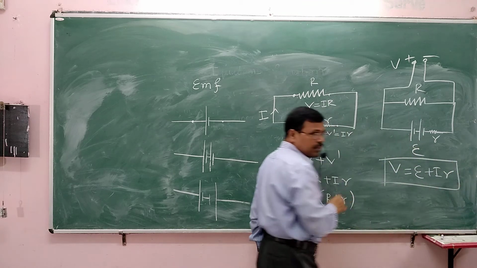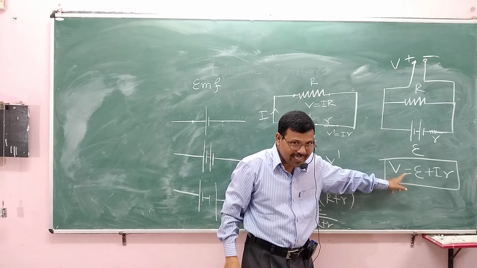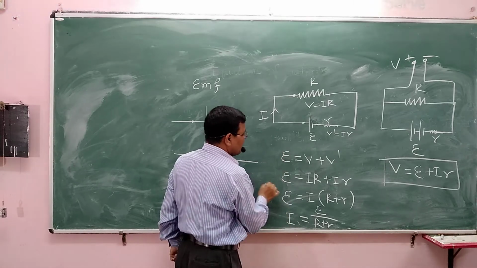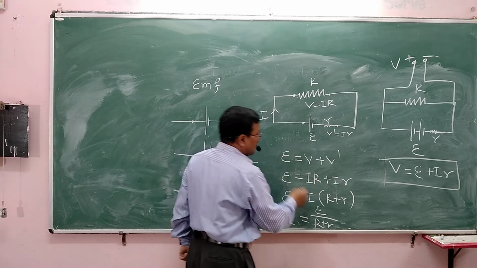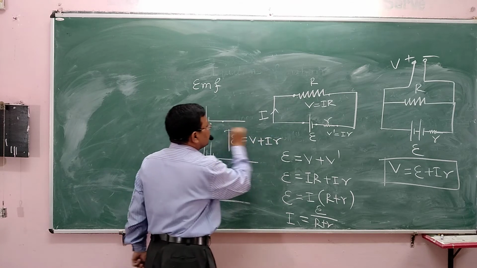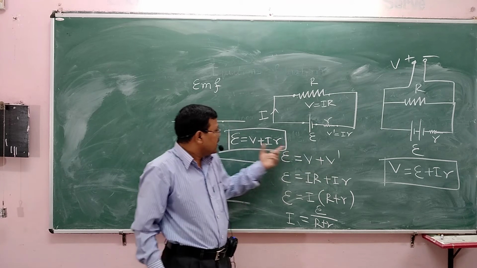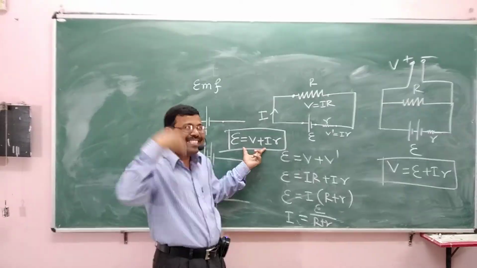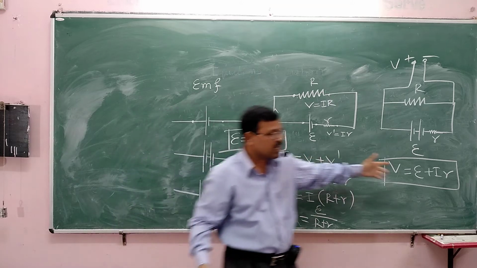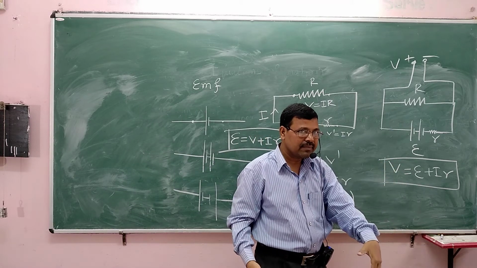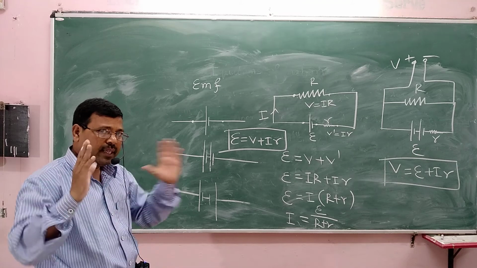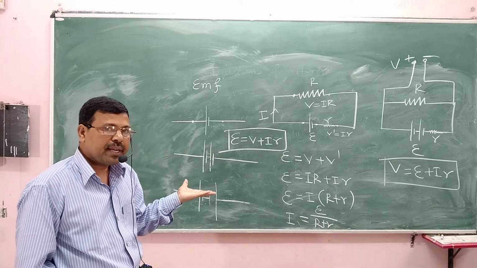This equation is when the cell is under charging. The other equation we can also write is E is equal to V plus Ir. This is when the cell is under discharging, when the cell is under use. The earlier one is when the cell is under charging. So here this is all about EMF of the cell and the potential difference.